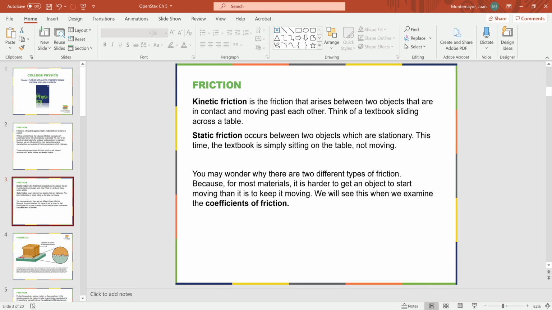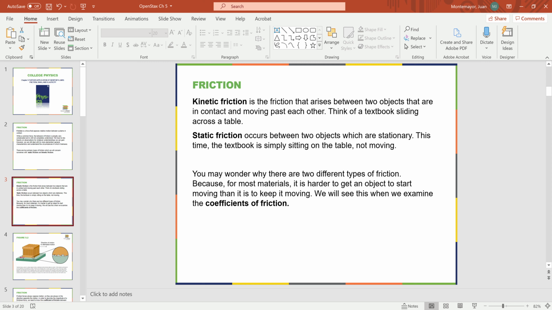So kinetic friction is the friction that arises between two objects that are in contact and moving past each other. Think of a textbook sliding across a table, or pretty much anything sliding across any type of surface. Static friction occurs between two objects which are stationary. This time, the textbook is simply sitting on the table, not moving. So these are two different types of friction. Like they mentioned, you can think of kinetic as anything that is moving across any surface. With static, it's anything that is just stationary, anything that is just sitting there.